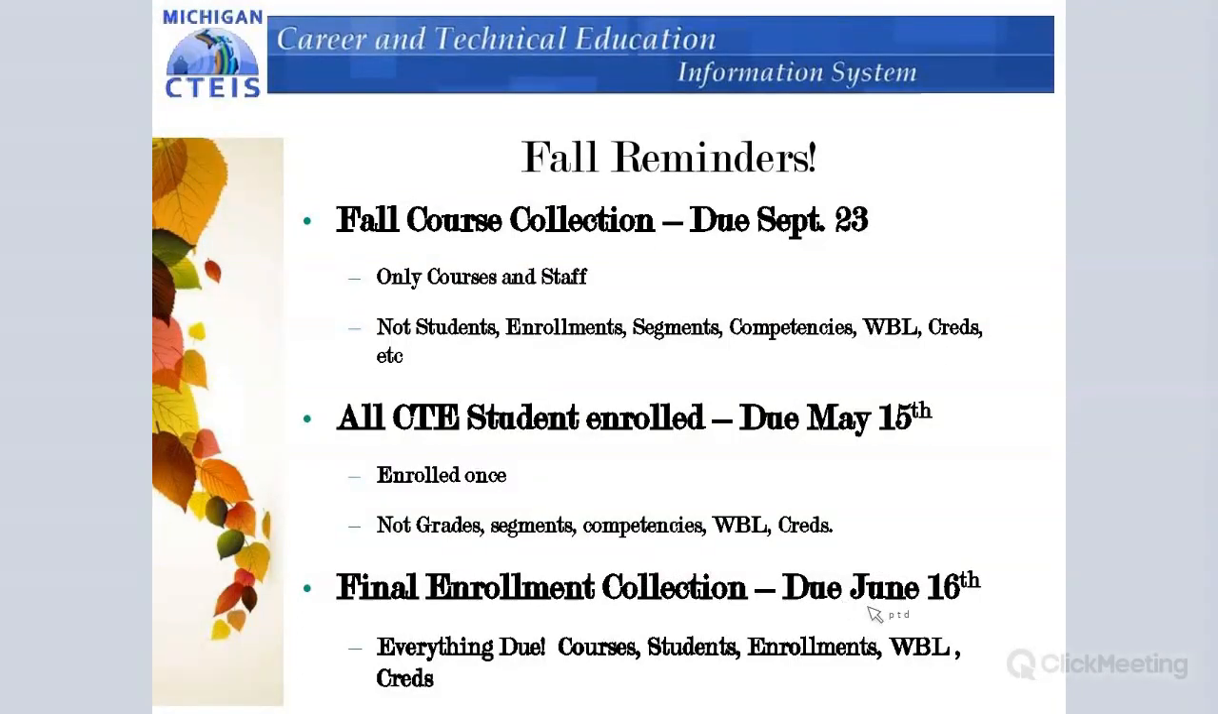So in the final enrollment collection, which is due June 16th, everything is due. You need to have all your courses in there. They all need to be structured right and have all the right data in them. You have to have your students and your enrollments in them. All your WBL has to be in there. Your first pass of credentials has to be in there. You will still continue to have until the end of August to update them, but you have to have your first pass of credentials in there. So this is what you're looking forward to in terms of due dates for enrollment. So we got that.